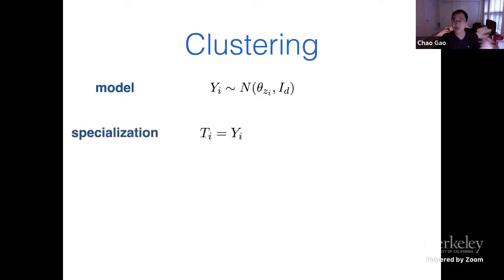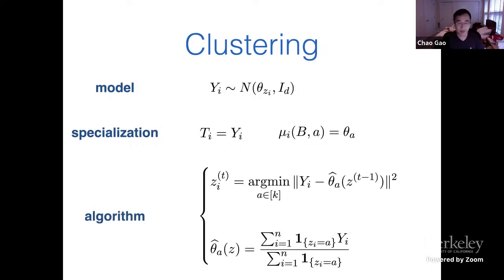So what would be a natural local statistic? Well, just take the local statistic to be the ith data point, and then compute its expectation. So the expectation function is theta sub a. With this specification, you can work out the general iterative procedure. It turns out to be exactly the k-means iteration.